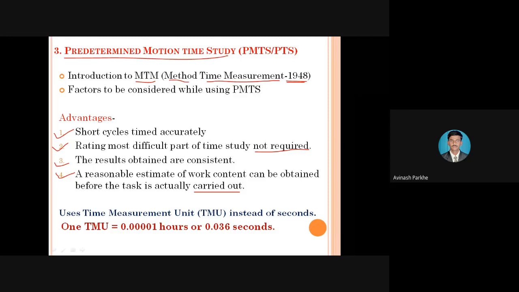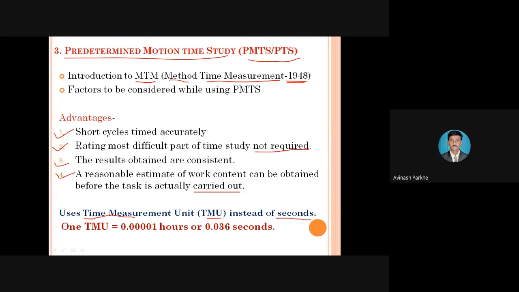Therefore, by using the PMTS, I am not measuring the time in seconds. In time study and work sampling, I measure the time in hours, seconds, minutes. But in case of a PMTS or a PTS, I am not measuring the time in the form of seconds. Here I am using a time measuring unit, in short called a TMU. In case of a PMTS, I am measuring the time in the form of TMU.